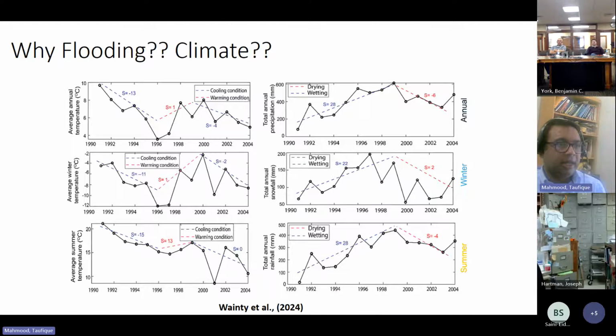Now, why is this climate flooding happening around the Devils Lake Basin? We looked at the climate of 1990 to 2004. This is the average annual temperature, and you see that from 1990 to 96, it drops by 4 degrees. So we call it a cooling phase. From 96 onward, there's another slightly warming phase, and again, another cooling phase going on.